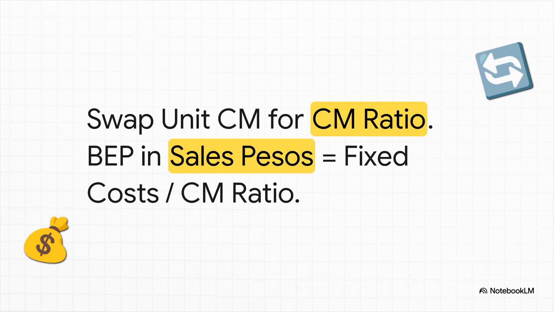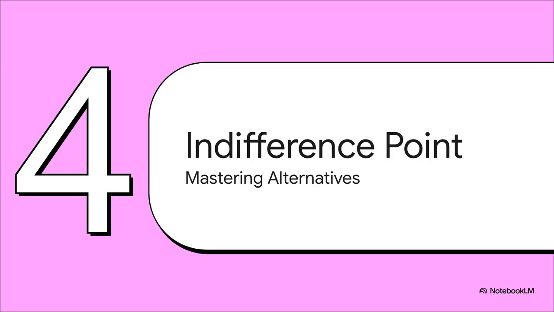So, total fixed costs divided by the CM ratio equals your break-even point in pesos. It's simple, it's incredibly fast, and it is highly, highly testable. Moving right along to Section 4, Mastering the Indifference Point.